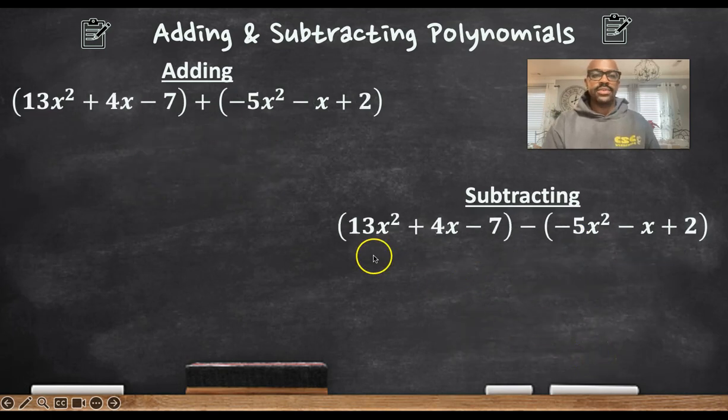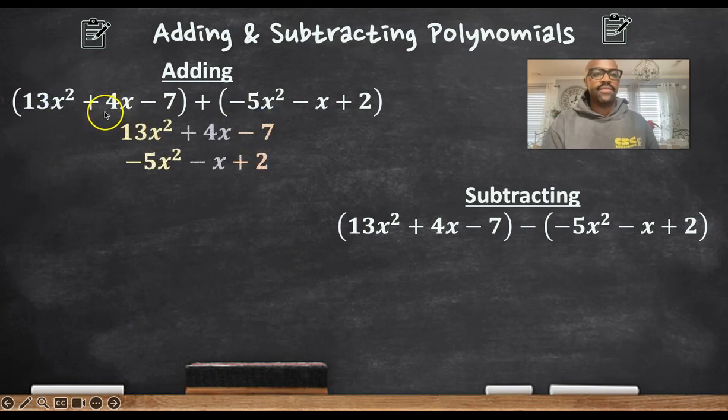Now let's look at our next two examples. We'll do the same thing as in the previous two examples. When you add, go ahead and stack your like terms. We have 13x squared and negative 5x squared. We have 4x and a negative 1x. If you have a negative x, that's understood to be a 1 right there. And you have a negative 7 and a positive 2. Then you add straight down, but you bring the base with it. So 13 plus negative 5, or 13 minus 5, you get 8x squared. 4 minus 1 is 3. And negative 7 plus 2 is negative 5.